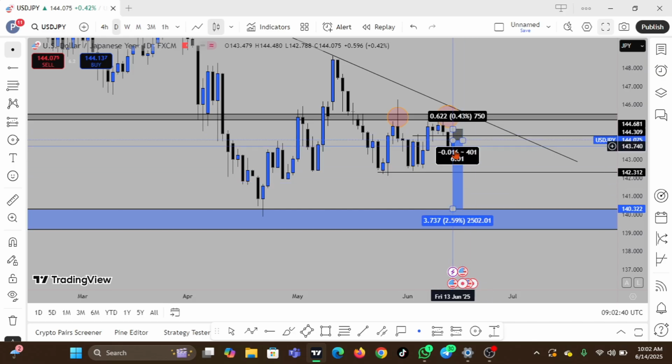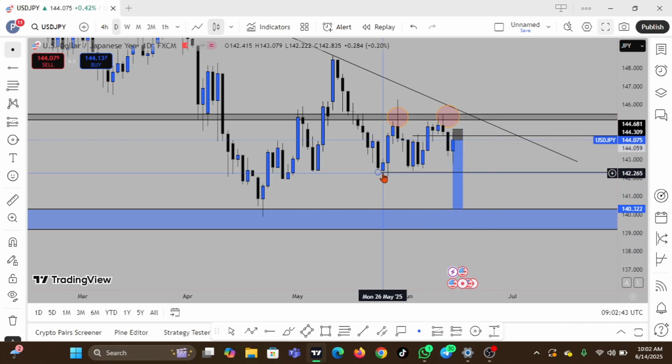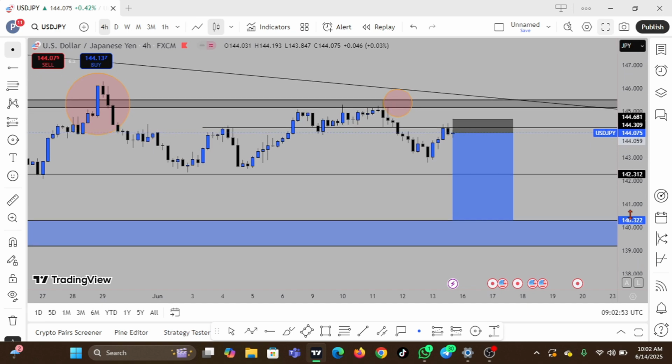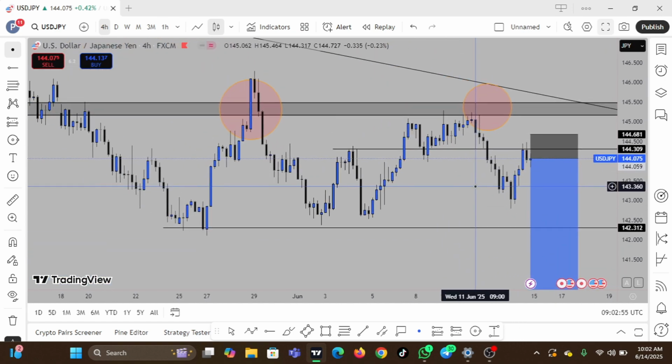So I still expect this to drop down. We need to come to this level first. Then if we successfully break below this level, we are going to get to our overall target. So on the 4 hours chart, based on how price is going, I told us that I wanted to take a sell trade here.